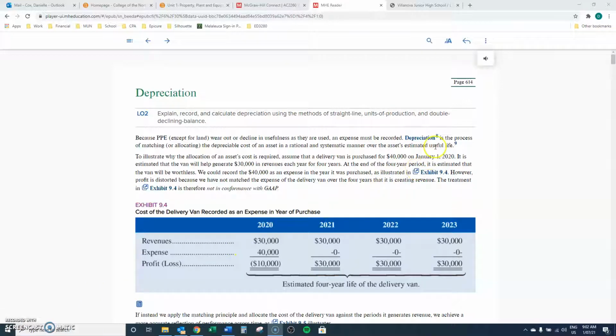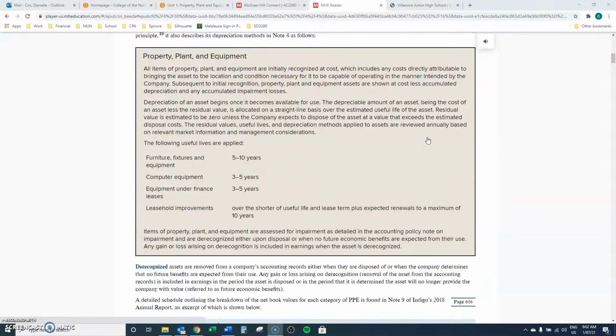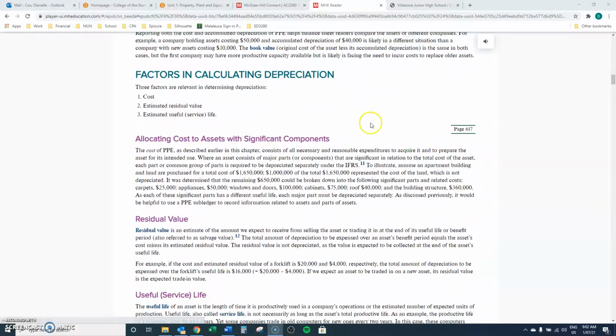Then we move on to depreciation. So that's the process of allocating the cost of the asset over the different periods of its useful life. Let me see. So here, I'm going to scroll on down to, there we go. So things that we take into consideration when we're looking at depreciation are the original cost of the asset, the residual value. So in the end, if we're going to sell the asset, how much are we going to obtain for that? And the useful life of the asset.